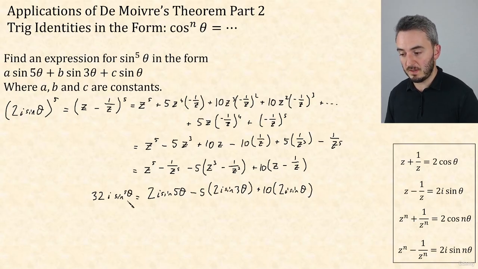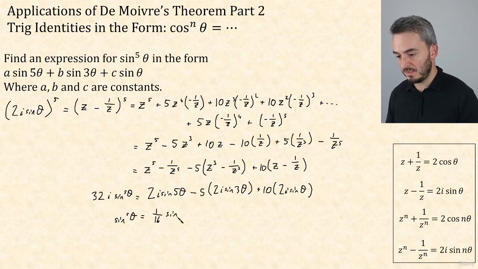So all I need to do now is divide through by 32i. Luckily the i's just cancel because it's i, so the i's are gone. So I just need to divide through by 32. So 2 divided by 32 is 1 over 16. The i's gone, it's a 16th sine 5 theta.